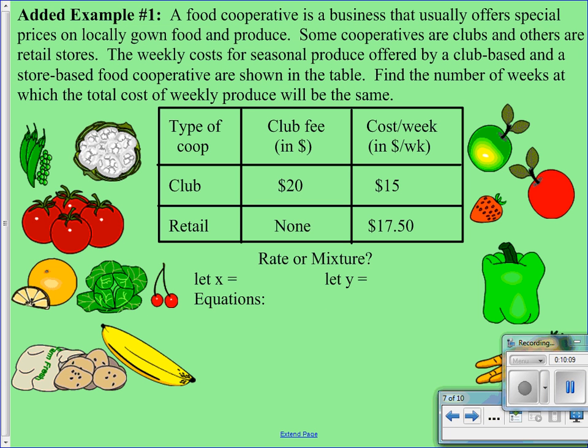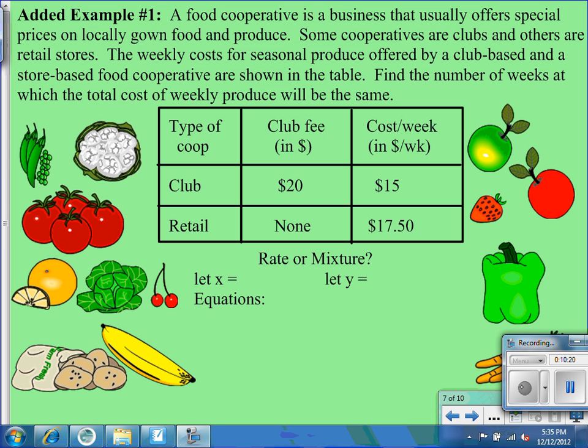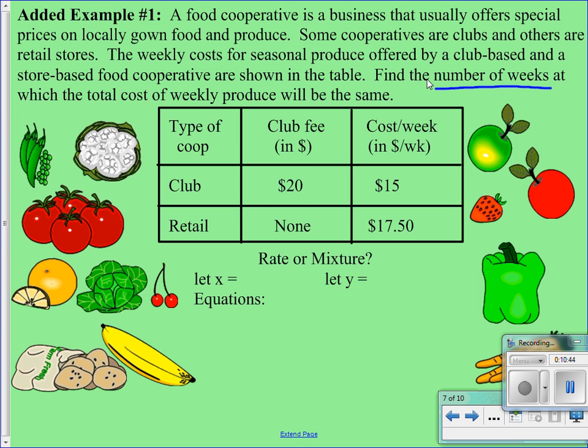Now, story problems, just as before, these are going to be your rate or mixture. So these are, of course, added. A food cooperative is a business that usually offers special prices on locally grown foods and produce. Some cooperatives are clubs and others are retail stores. This is kind of like Sam's and Costco. The weekly costs for seasonal produce offered by a club-based and store-based food cooperative are shown in the table. Find the number of weeks at which the total cost will be the same.